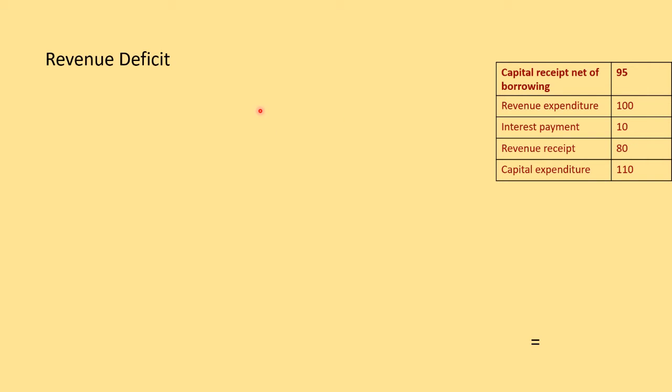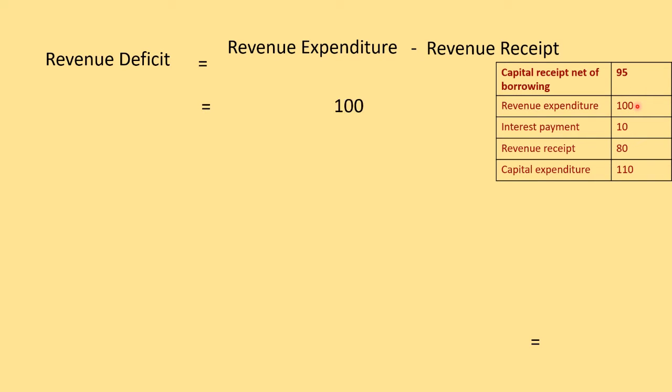Now let us see how to calculate revenue deficit. The formula to calculate the revenue deficit is revenue expenditure minus revenue receipt. Here the revenue expenditure is 100 crore. Revenue receipt is 80 crore. 100 minus 80, that is 20 crore. So the answer is 20 crore. So here we have seen how to calculate the revenue deficit.